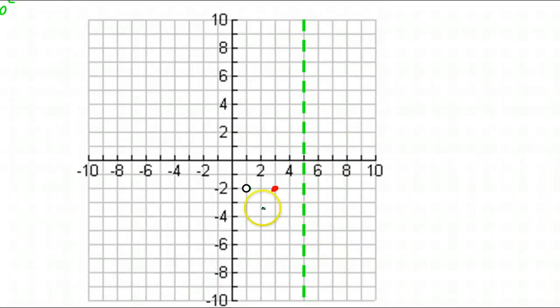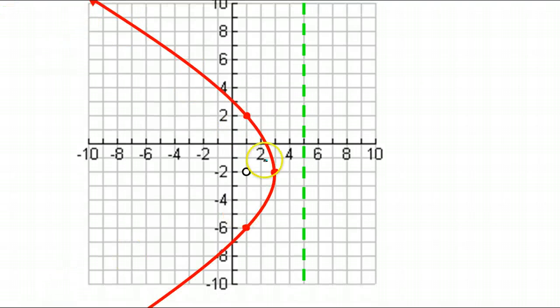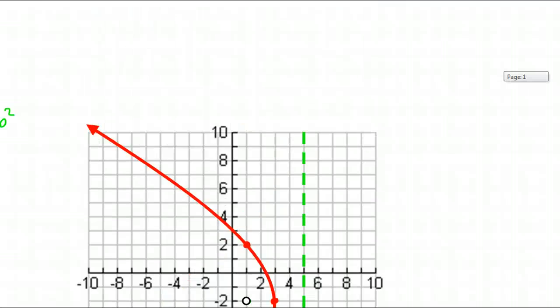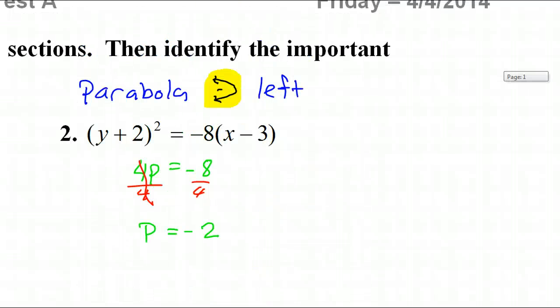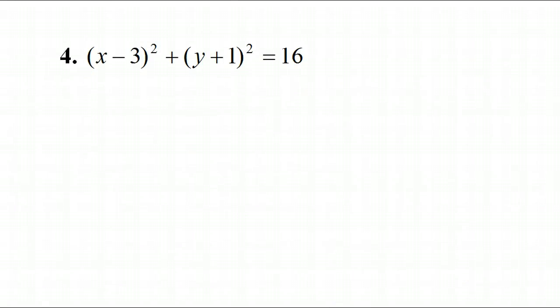What that actually tells me is at the focus the parabola is 8 wide, so that means 4 up and 4 down. So I'll have a point here and here, and that's enough to show me where the parabola is going to be. And there you go. That is what your parabola should look like. I think that was it for number 2. I think we did everything that we had to do. Let's move on to number 3.